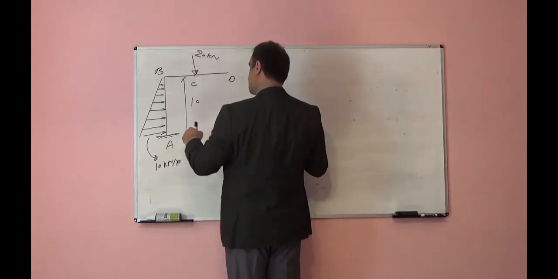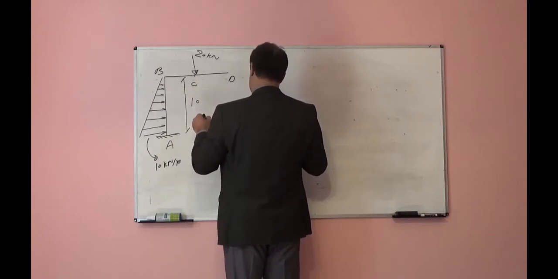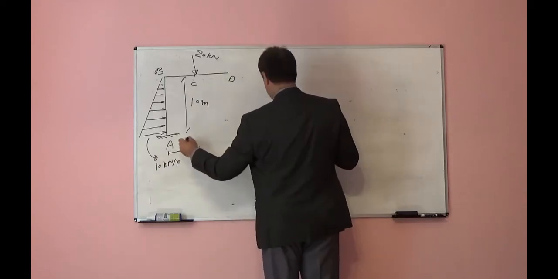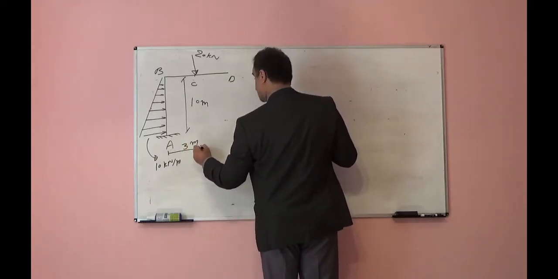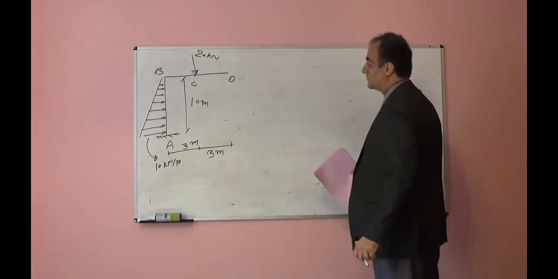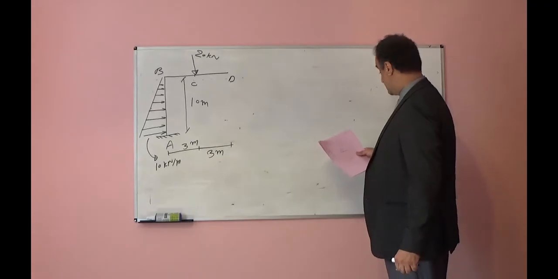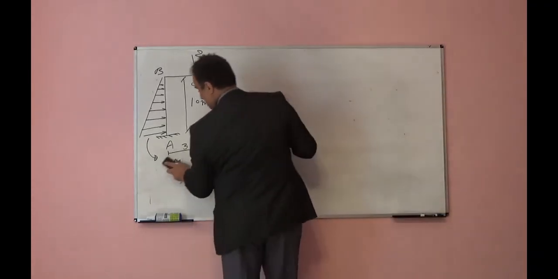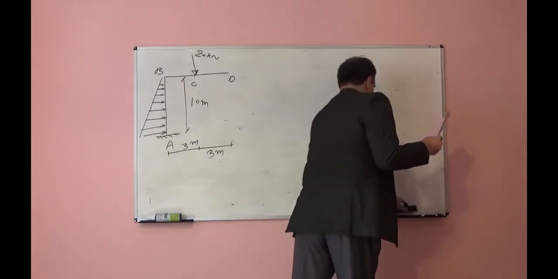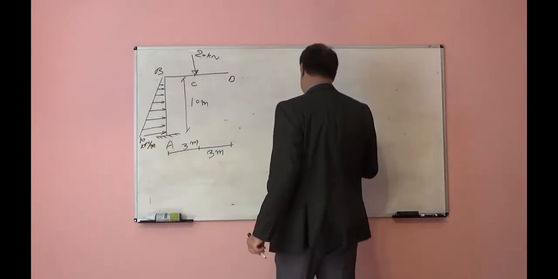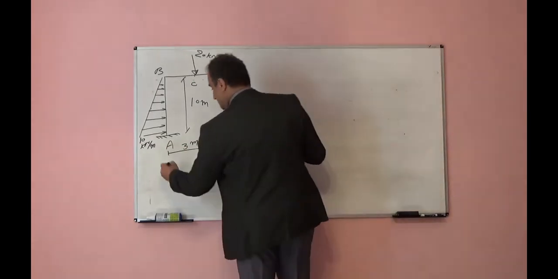This is 20 kilonewton. From A to B it is 10 meter. From B to C it is 3 meter. And from C to D again it is 3 meter. This is our frame. We want to draw the moment diagram and shear diagram. The magnitude of this is 10 kilonewton per meter. First step, I should find the reactions here.